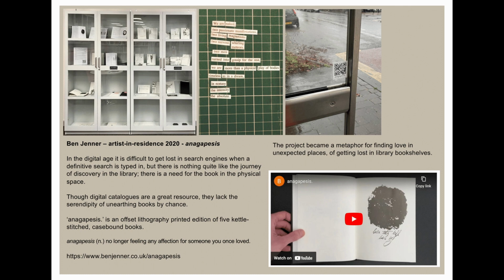Then, bless him, the project became a metaphor for finding love in unexpected places, of getting lost in library bookshelves. Obviously, he couldn't get lost in the library bookshelves. He had to get lost in the online catalogue, which, as we know, isn't quite the same. But he made his work, installed his exhibition, and then we had the second lockdown, and no one could visit it anyway. So that was really rubbish for Ben.